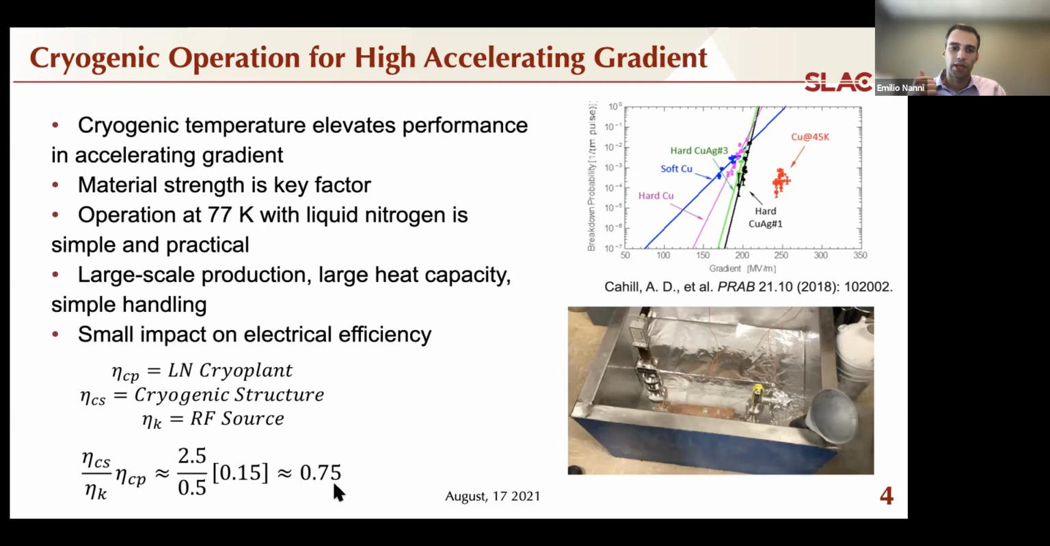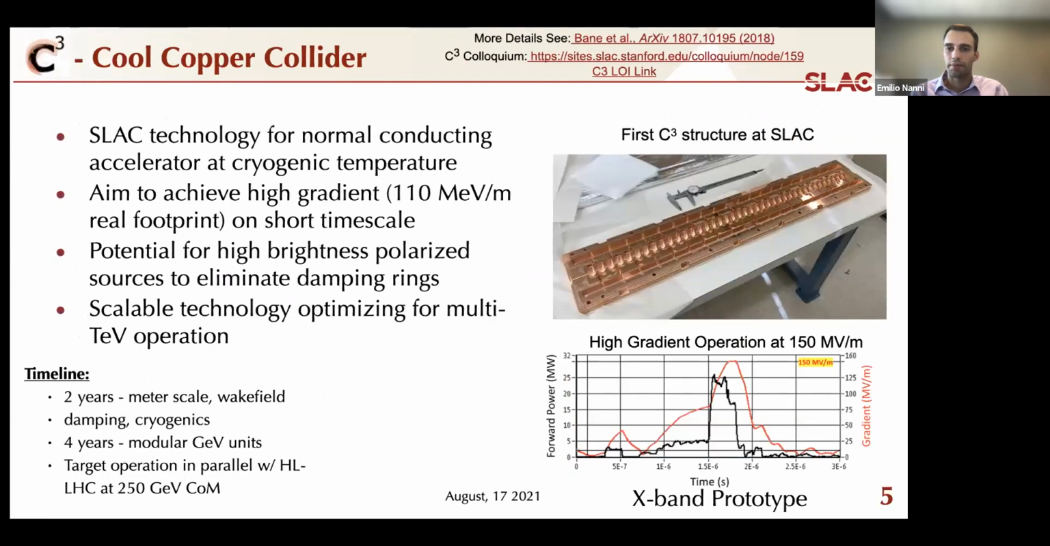So it was really this combination of an improved accelerating structure design as well as operation at cryogenic temperatures that motivated us to pursue a new concept for a linear collider, which we've termed C-cubed, the cool copper collider. So it's based off of technology that's been developed at SLAC, and that of course we're very passionate advocates for.